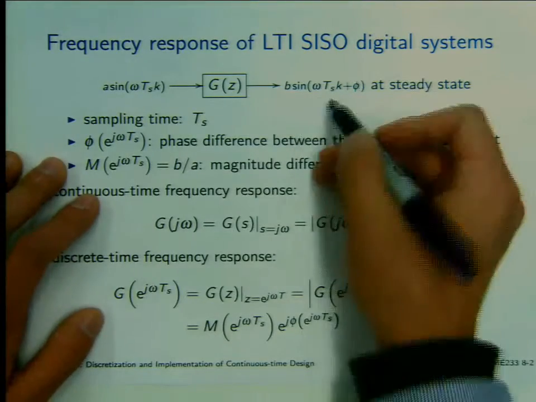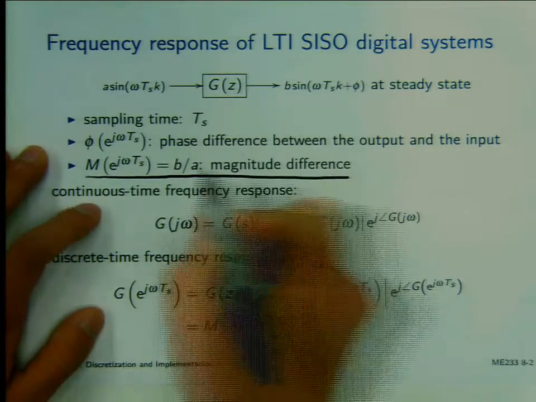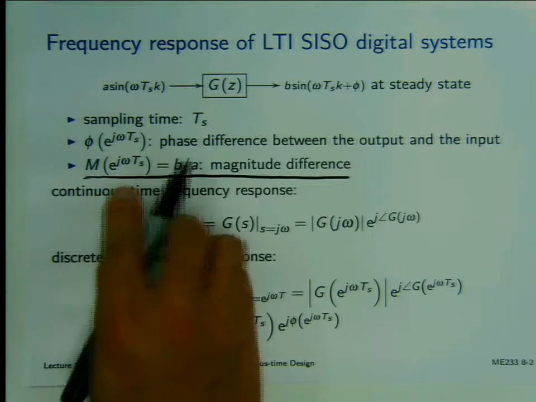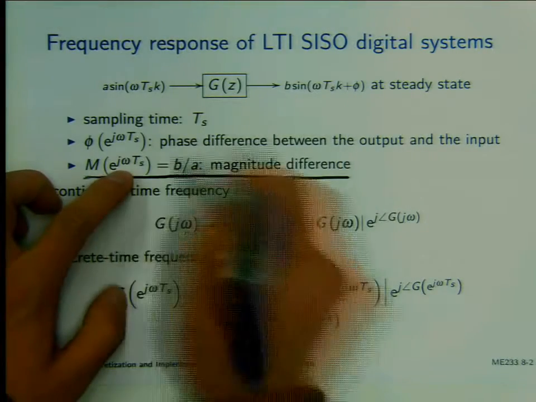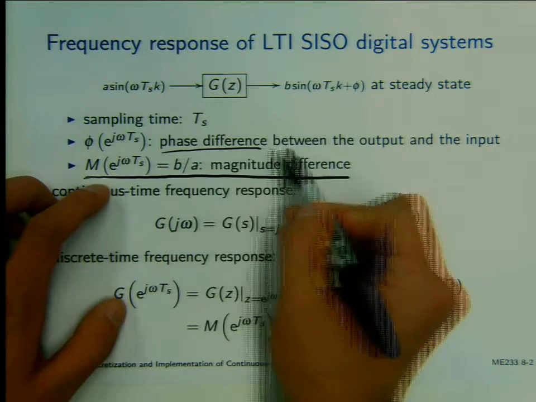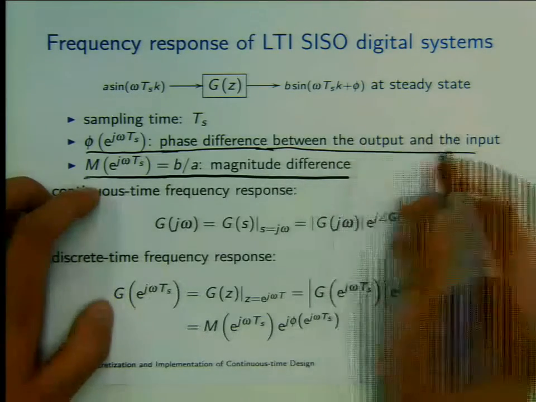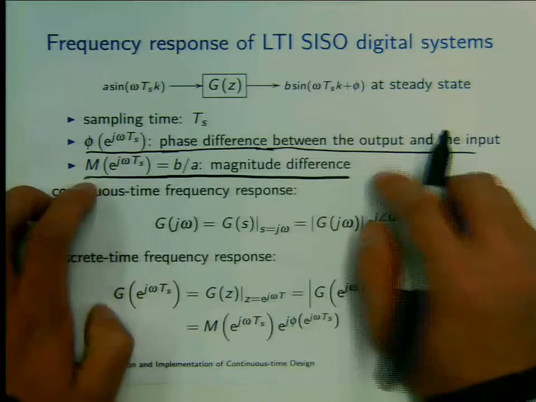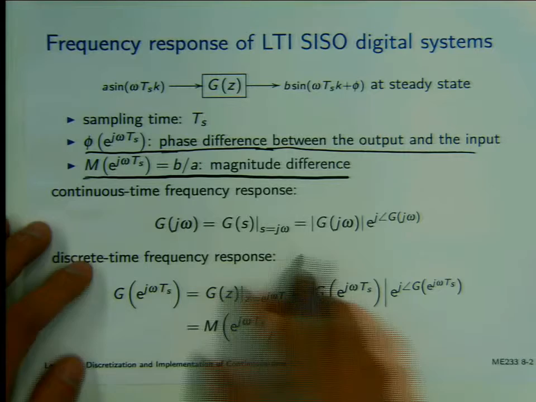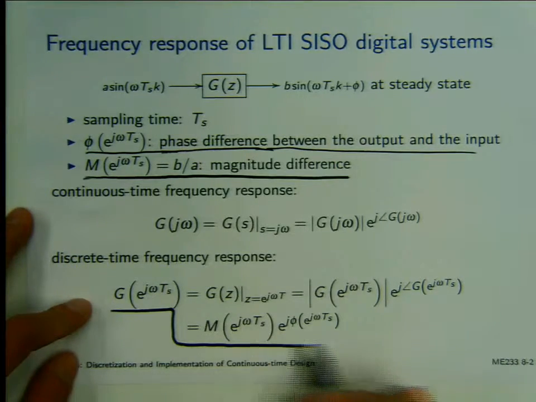And the gain, the magnitude difference between the input and output, is going to be the gain of the system at this particular frequency, omega. And the phase difference is going to be the phase of the system. So these two will give us the Bode plot for a discrete time system. Here, I'm assuming the sampling time is Ts. Then the discrete time frequency response is in this equation.